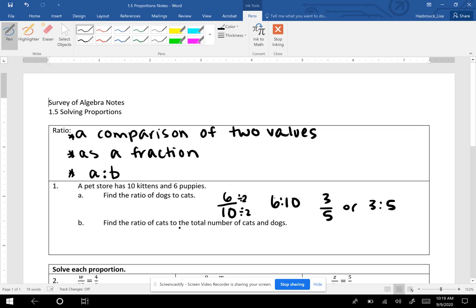For the ratio of cats to the total number of animals, so cats first, the total number of animals would be the cats plus the dogs. So that's 10 to 16. Now we would need to reduce this. Dividing by 2, you would get 5 to 8. Keep in mind, you can also write this as a fraction.